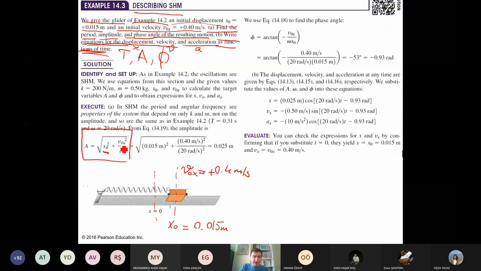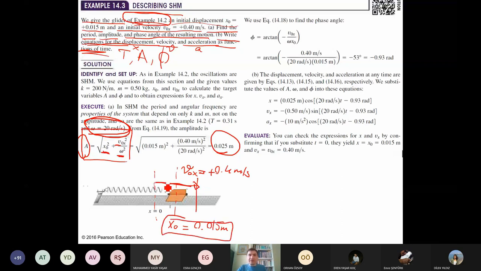In the previous example, example 14.2, we calculated the angular frequency, 20 radians per second. Just use this one here. x zero is given in the question, v zero x is given in the question, then I can calculate the amplitude: 0.025 meter. So this is the initial condition, and the maximum amplitude is somewhere here. This is the A, which is equal to 0.025 meter.